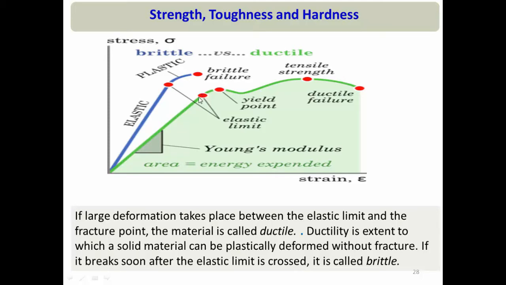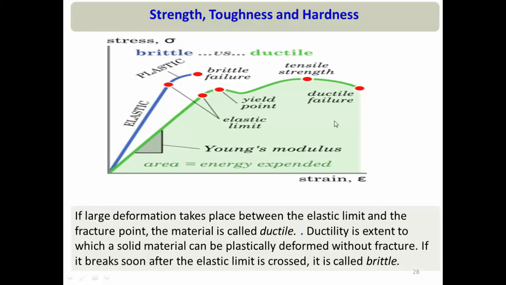So if you are applying energy, then the material will deform, but it will remain an elastic body, and this will be the energy per unit volume required for the material to plastically deform. Now this is called resilience. And if you take the area under the whole curve, then that is called toughness. So toughness is the energy per unit volume absorbed by a material before it fractures.